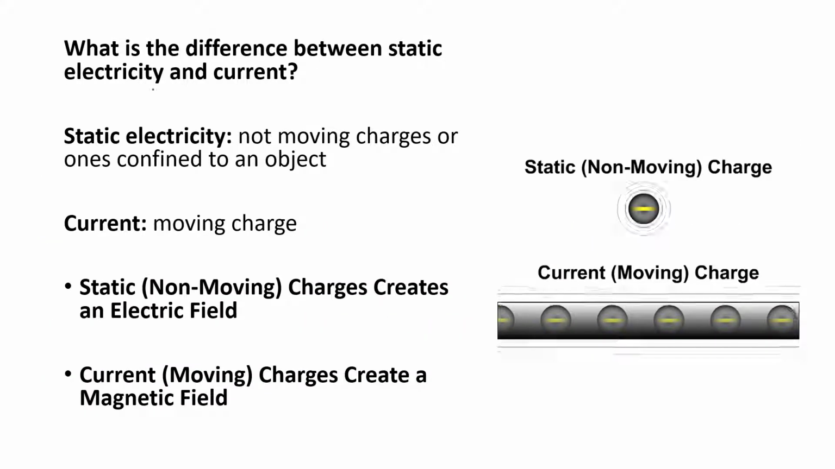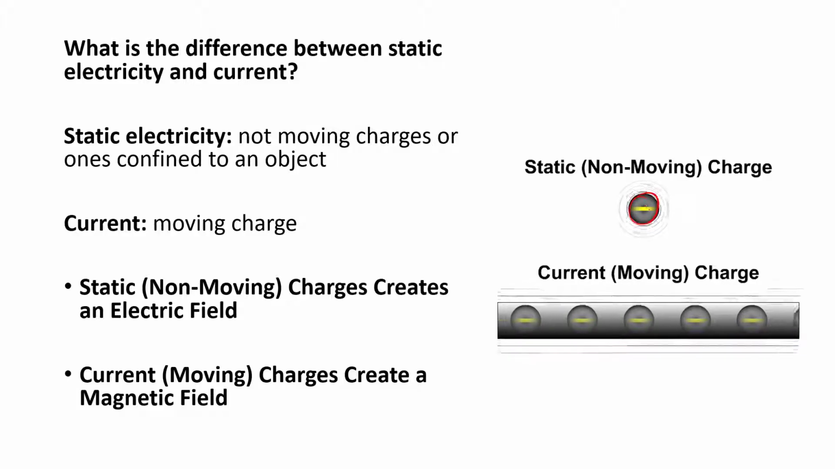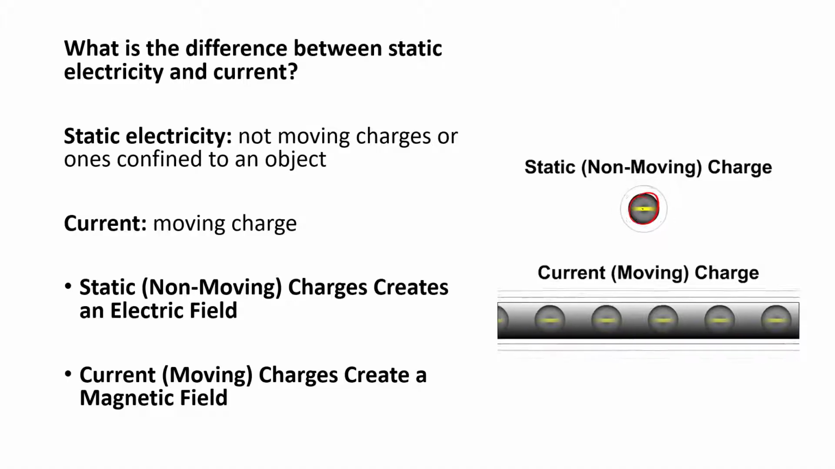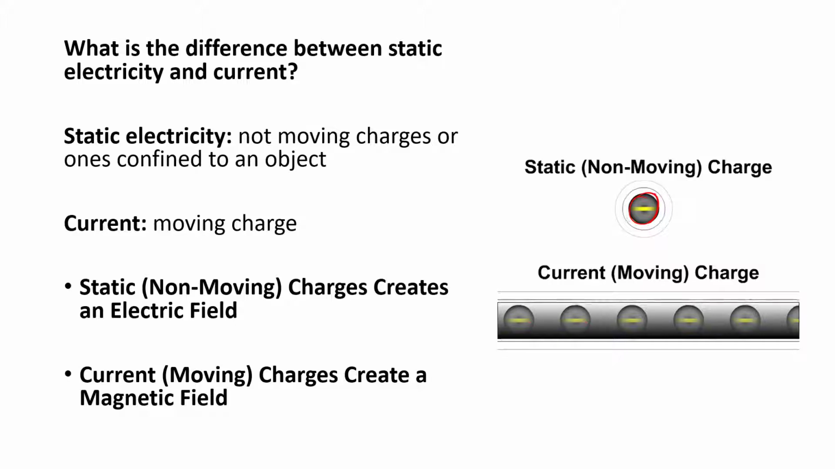So what's the difference between static electricity and current? If you take a look, this charge is stuck on that item itself, whereas this charge is a moving charge. It's going from one place to another. We call it a current.